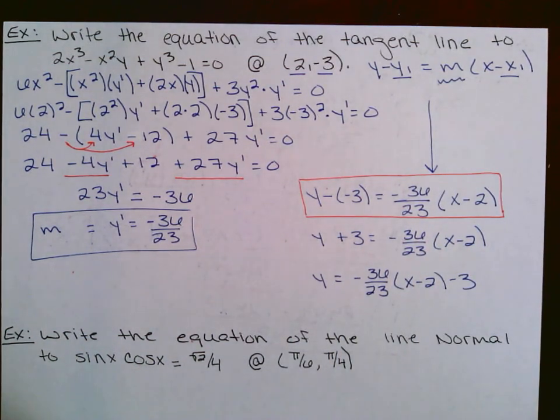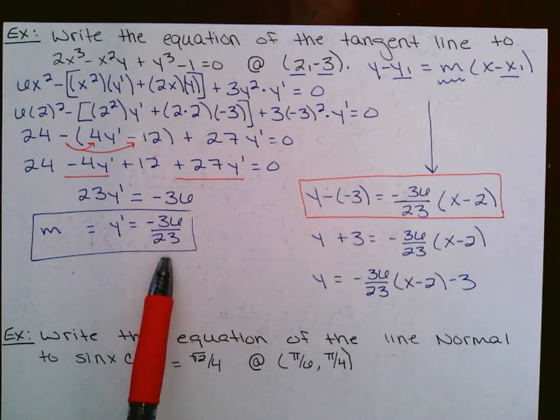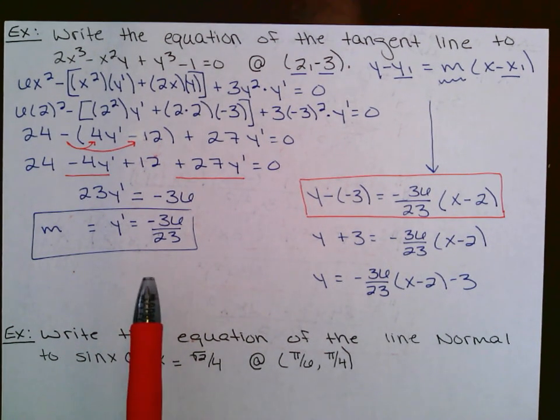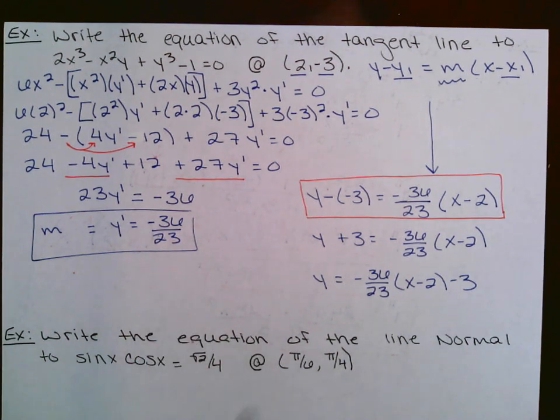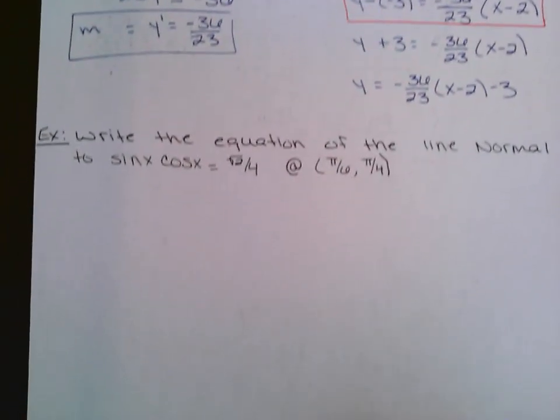All right, guys. And for our last question, the only thing that's going to change is it's the equation of a line normal, which means once I find my slope, I want to do a perpendicular slope. So I'm going to flip the fraction and change the sign. And I also threw at you some trig functions so we can practice those. Okay, last question.